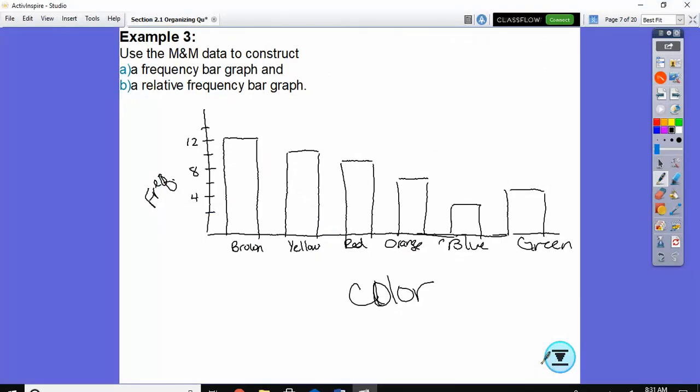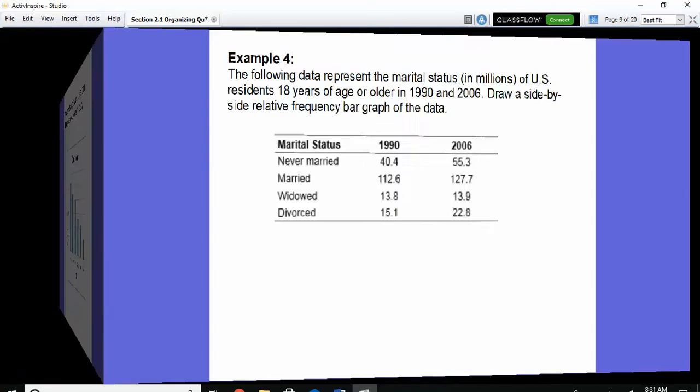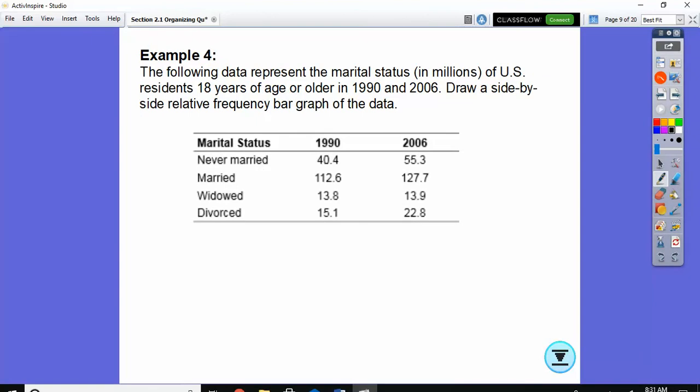So if you're looking in the book, it talks about a Pareto chart. I'm not ever going to put this on a test or quiz. All the Pareto chart does is organize them so the highest one's first and it decreases. So you just put your frequencies in decreasing order and look at your graph that way. Okay, so it really doesn't change things.